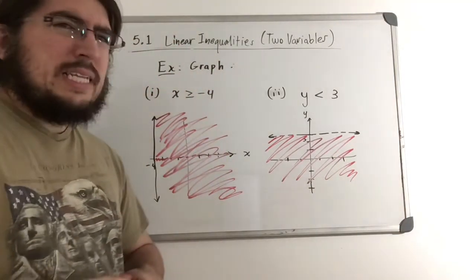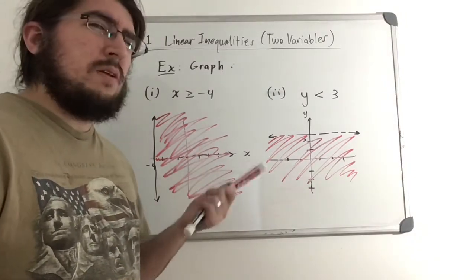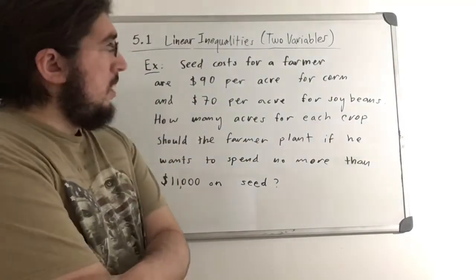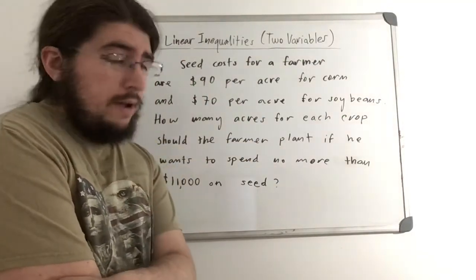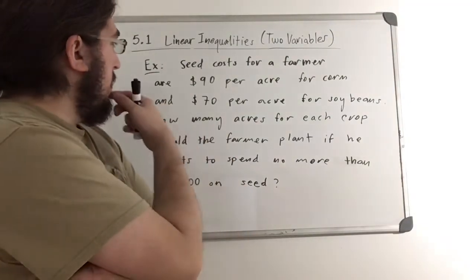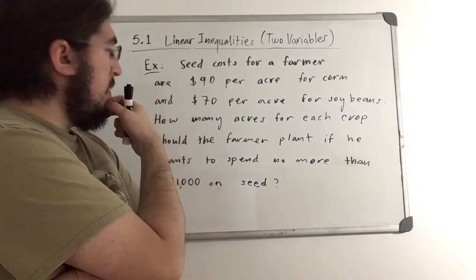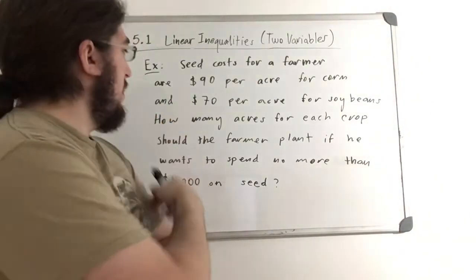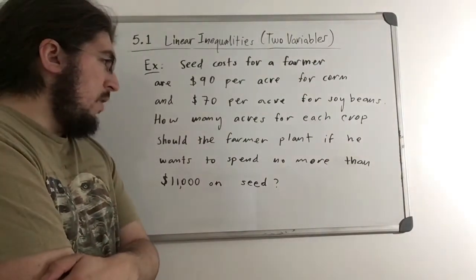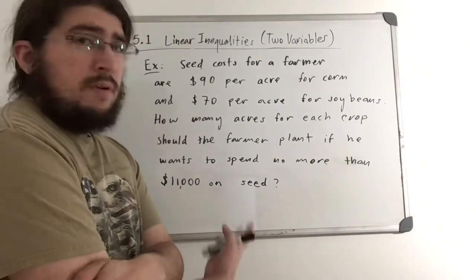Okay, like I said, I thought this would be enough, but there's an application problem I'm seeing in the book that I think we deserve to see. Let's see that right now. Okay, so for this problem, we're asked to not only set up the inequality, but also graph. Let's read. So it says, seed costs for a farmer are $90 per acre for corn and $70 per acre for soybeans. How many acres for each crop should the farmer plant if he wants to spend no more than $11,000 on seed? So again, there are infinitely many solutions.